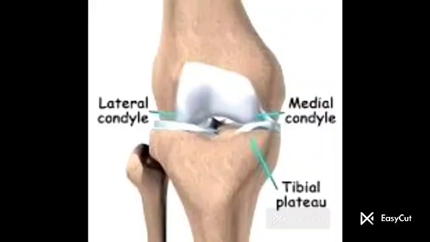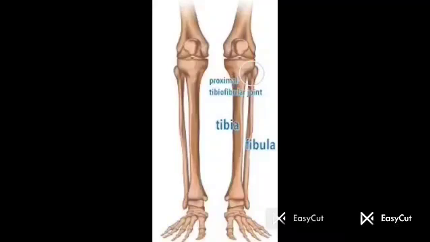Next to it, when we talk about the fibula, we see the upper end forms the lateral condyle and gets articulated with the tibia, and its lower end gets fused with the tibia to form the tibia-fibula joint. So these are the tibia-fibula bones.